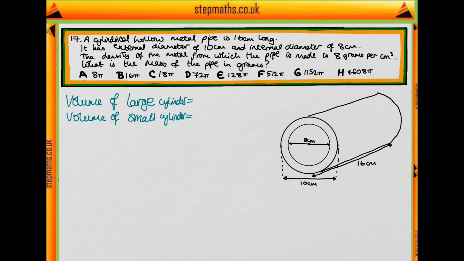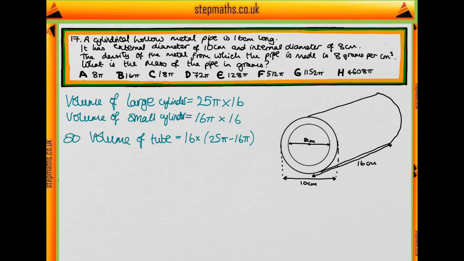So to find the volume of the large cylinder, what we need to do is find the area of this outer circle and then just multiply by 16. So we know the area is pi r squared and the radius is half the diameter, so the radius is 5. And so the volume is going to be 5 squared, 25, times pi times 16 the length. Similarly, for the small cylinder, we get 16 pi times 16.